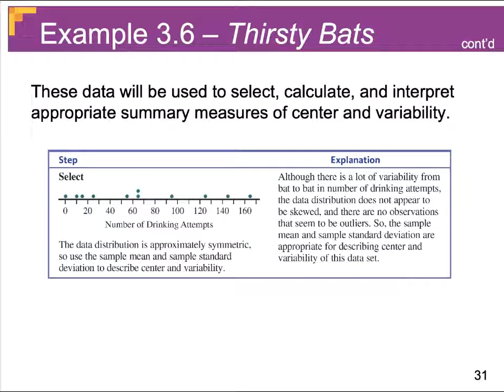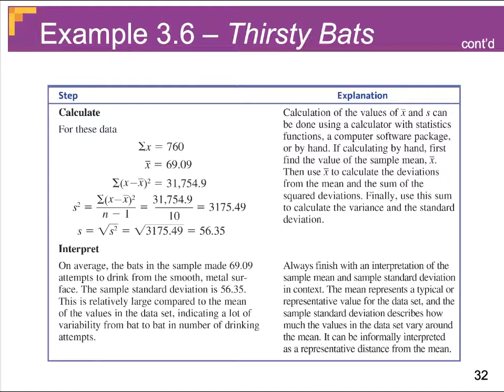So we would report the mean and the standard deviation here since there are no extreme outliers and it's relatively symmetric. So using StatCrunch, you would get the value for x-bar, 69.09. If you wanted the variance, StatCrunch will calculate it. You'll get 3,175.49, and s is 56.35.